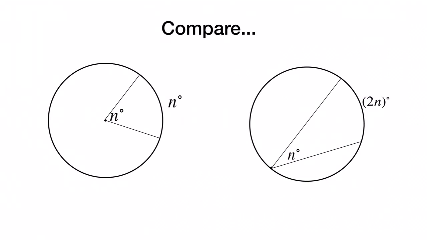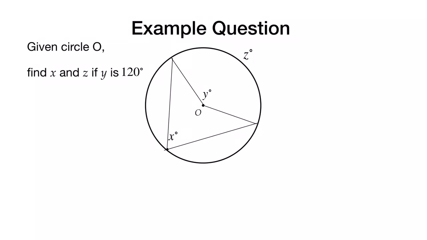Let's do a final compare between these two theorems because it's easy to confuse them. Central angles and their arcs are the same measure. The inscribed angle, formed by these two chords shown here on the circle, will measure half of the intercepted arc. We will look at one more example that actually uses both theorems.